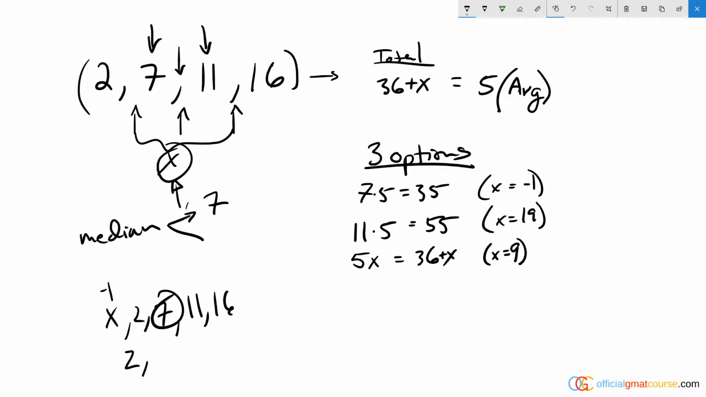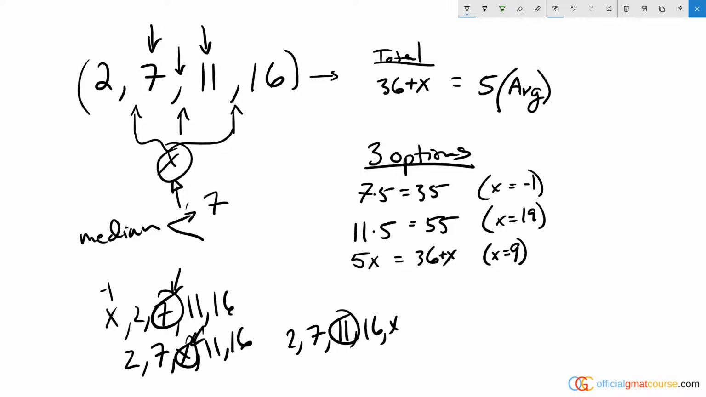If we said that x is equal to like 8, then x would be in the middle and x would be the median. And if we said x was a very large number, then our set would look like this. And so either 7, x, or 11 are the median, nothing else can be. So if we consider those options, we have 3 different scenarios that we can think about.